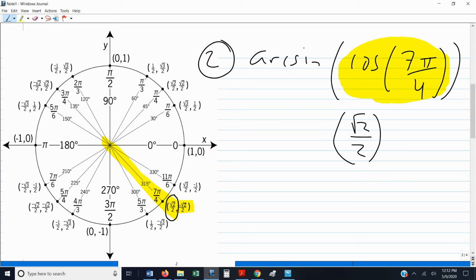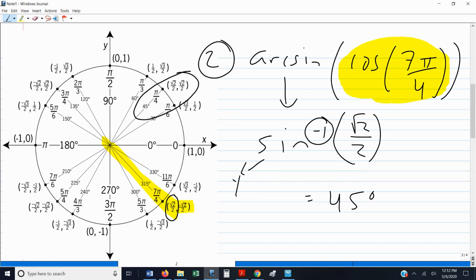And then I'm going to bring down the arc sine and remind you that the arc sine is the same thing as the inverse sine. Inverse is always asking for an angle. So what angle has a sine or a y value of √2/2? And that is going to be right here at 45 degrees.